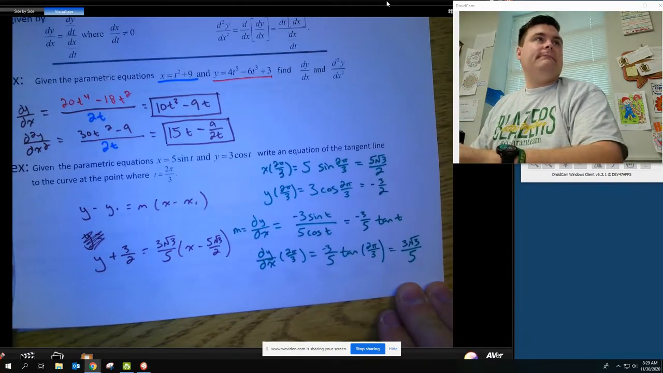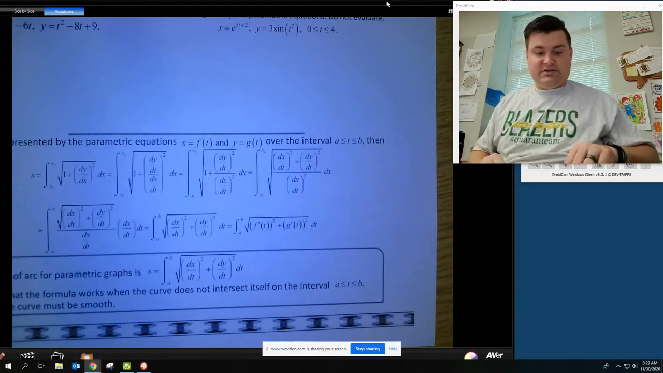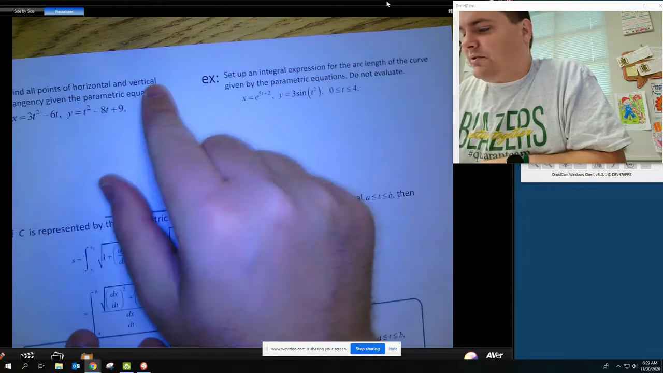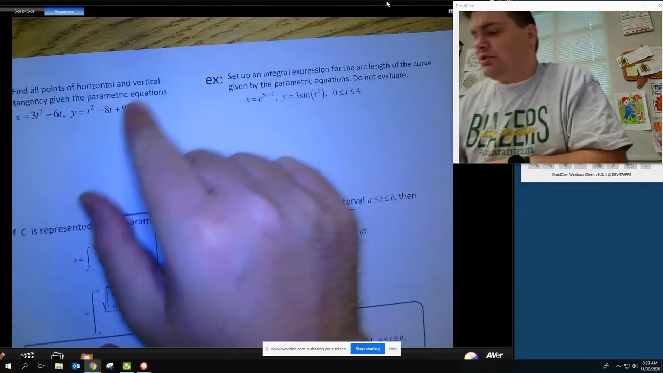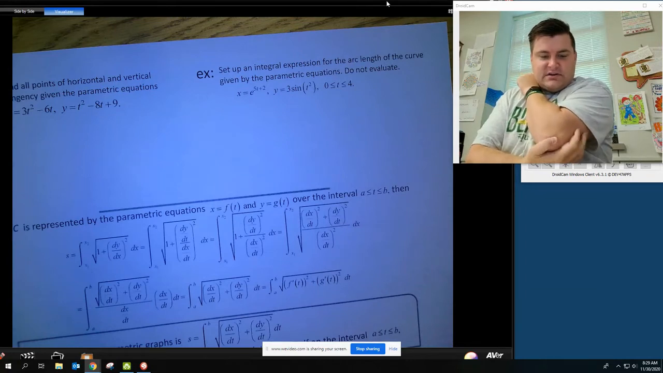All right. So a little bit of application here, with some more applications. Okay, so find all the points of horizontal and vertical tangency of the parametric equations here. So just go ahead and find dy dx. It's all we need to do.